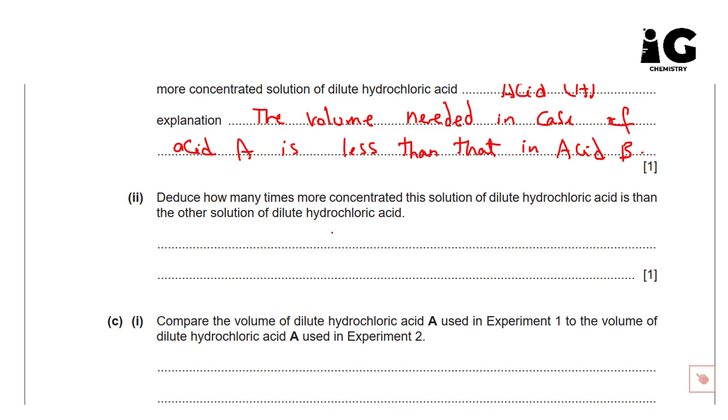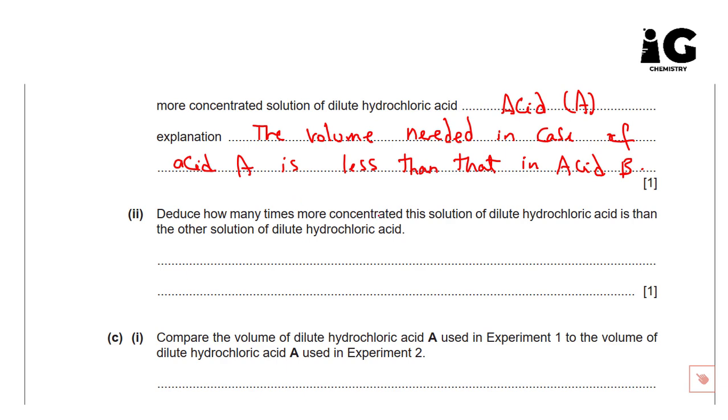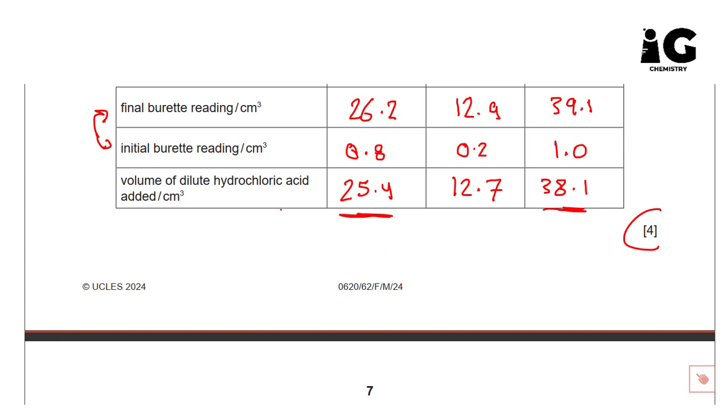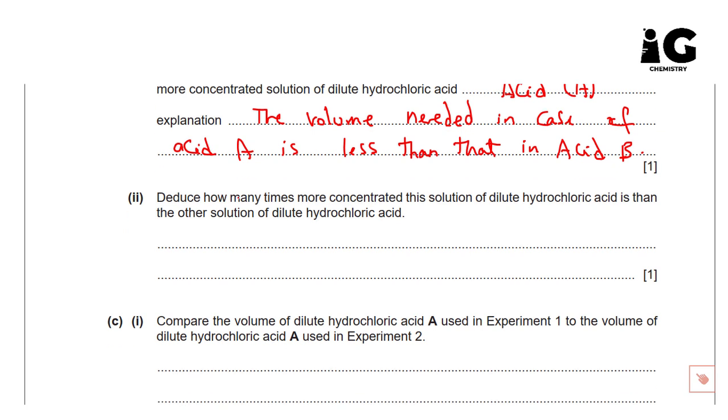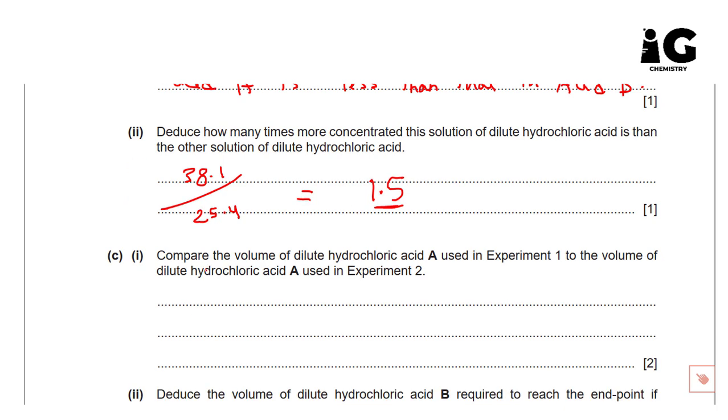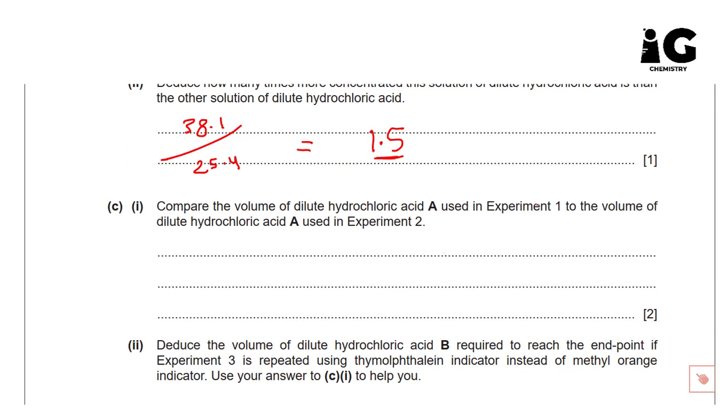Okay, deduce how many times more concentrated this solution of dilute hydrochloric acid is than the more dilute solution of hydrochloric acid. So in this case, guys, to know how many times more concentrated, we need to use the values of the table. You have two values, 25.4 and 38.1. Use your calculator. Use the bigger number, which is 38.1, and then divide by the lower one, which is 25.4. So the value is going to be 1.5. So here, this is the answer: 38.1 divided by 25.4 equals 1.5.